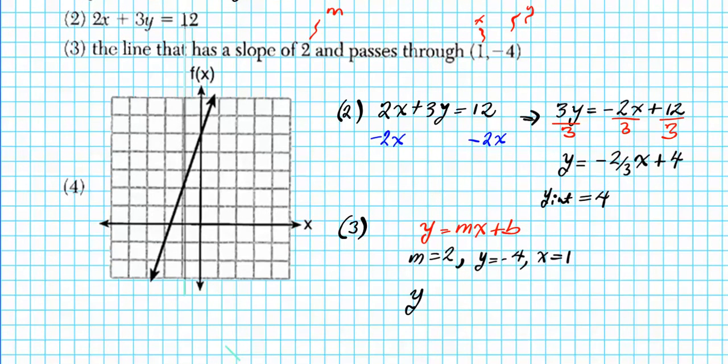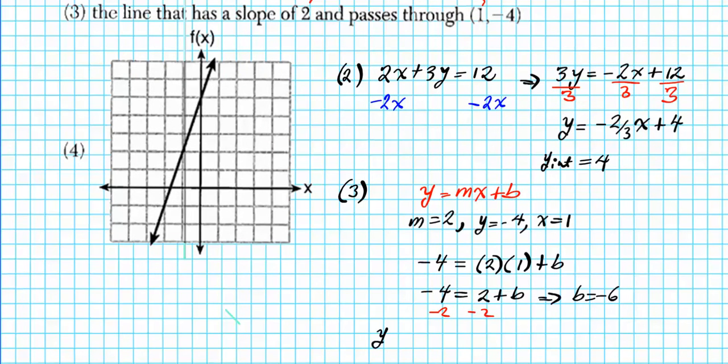Okay, so we have y is negative 4, so we have negative 4 equals m, which is 2, times x, which is 1, plus b. So if we solve this equation for b, that will be our y-intercept. We have negative 4 equals 2 plus b, and then we subtract 2 from both sides, and that yields the b value of negative 6. So what does that tell us? It tells us that for option 3, the y-intercept is equal to negative 6 because that is the b value.